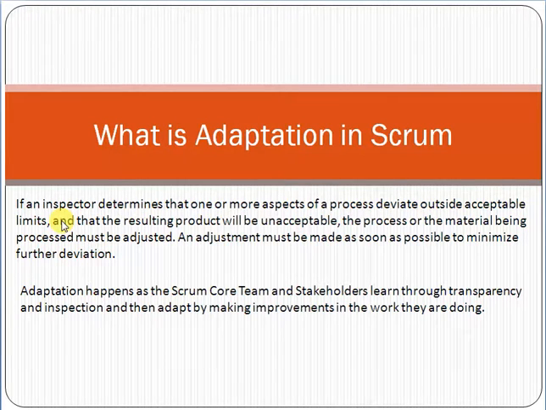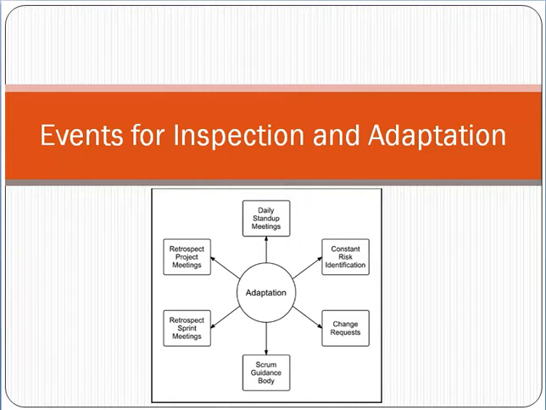Friend, adaptation happens as the Scrum core team and stakeholders learn through transparency and inspection, and then adapt by making improvements in the work they are doing. It is based on inspection, transparency, and then making improvements, so that they can get back on track, minimize as much as possible the deviation from the process, get the desired result, and achieve the successful delivery of a project. Now we will see the events for inspection and adaptation in Scrum.